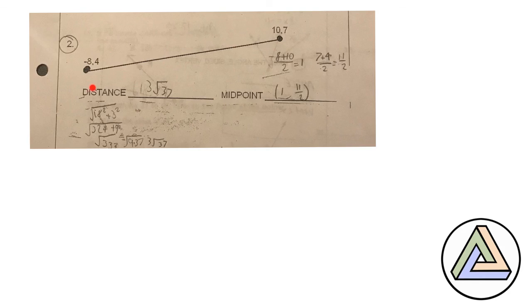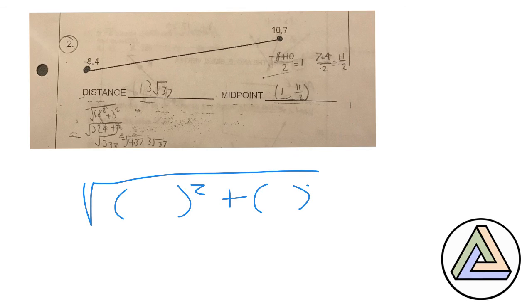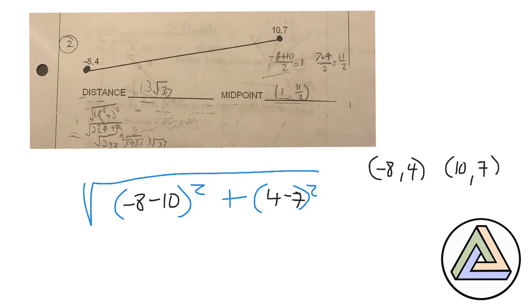Okay. Distance and midpoint. Okay. Pure distance formula action. Let's write it because I know I'm going to be doing it. And what are the points involved? The points are the following. We got -8, 4. We've got 10, 7. Let's go ahead and get to work. It's going to be -8 minus 10, and it's going to be 4 minus 7.